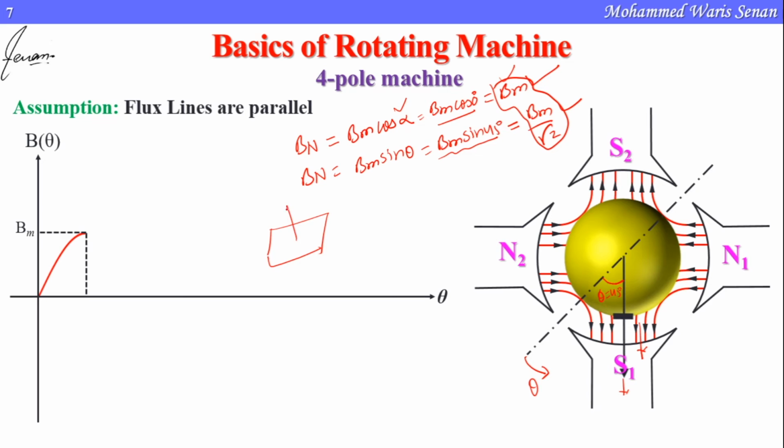We have just discussed in the previous slides that the flux crossing through an area is maximum when B is not at an angle alpha, but is in the direction of the area vector. When the flux is in the direction of the area vector, the flux linking with this area is maximum, because we are taking the dot product. So the area vector and B have an angle of 0 degrees, and the flux will be maximum, B into A. Cos 0 will be 1, so our answer Bm is correct.